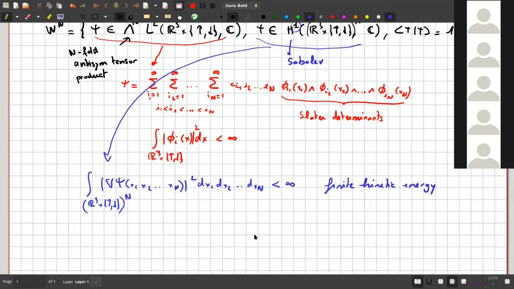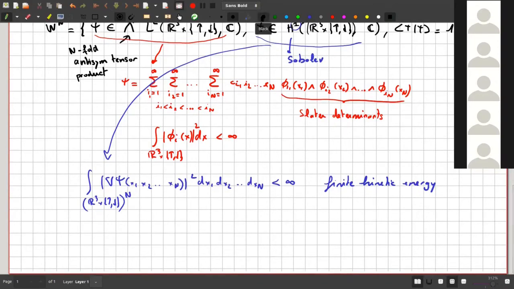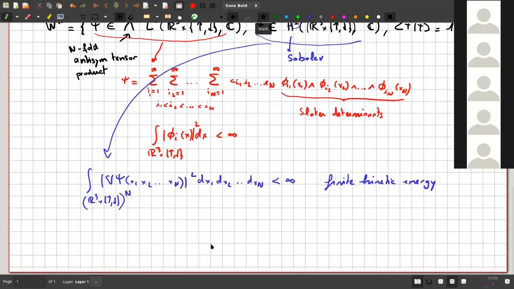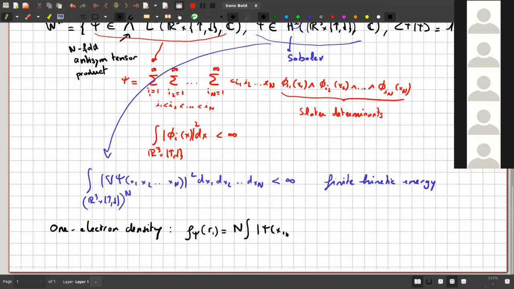Now, DFT is a reformulation of the variational theorem, not in terms of the wave function, but now in terms of the one electron density. So let me define the one electron density associated to a wave function. So let's say the density rho associated to the wave function psi depends on, let's say, the space coordinate r1, and it is defined as n times the integral of the square of the wave function, and I integrate over all the variables except r1.